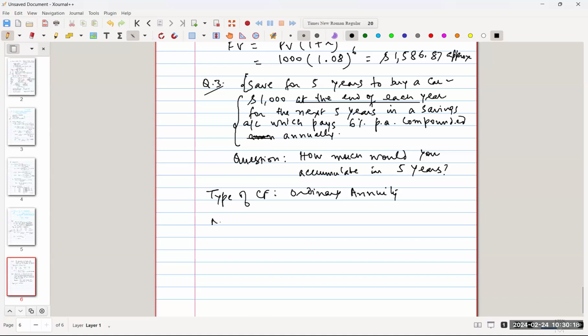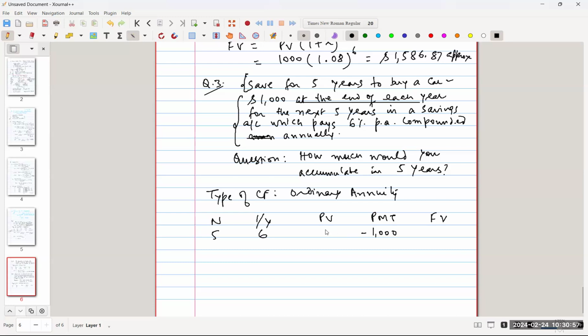So let us see. We have our N, we have our interest per year, we have our PV, we have our payment, we have our FV. So what do we know? We know time is 5 years. We know interest rate is 6%. What else do we know? We know that we are going to make a deposit of 1,000 at the end of each year for the next 5 years. So at the end of each year, $1,000 are going to leave our pocket. So minus 1,000 goes into the payment.